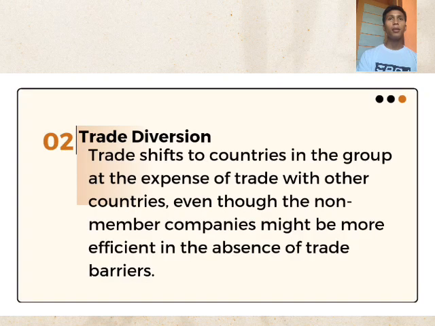Trade diversion is the trade shift to countries in the group at the expense of trade with other countries, even though the non-member countries might be more efficient in the absence of trade barriers. When an RTA is established, member countries often agree to reduce or eliminate trade barriers, such as tariffs, among themselves. This creates a preferential trading bloc, making it more attractive for member countries to trade with each other rather than with non-members.